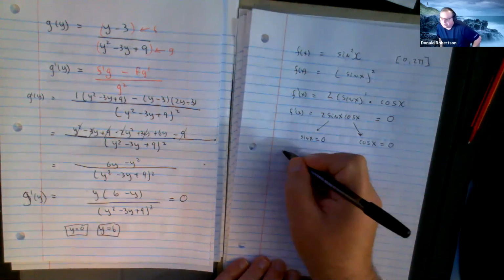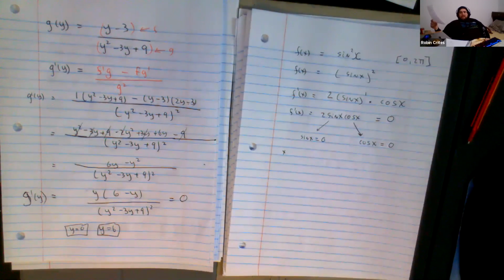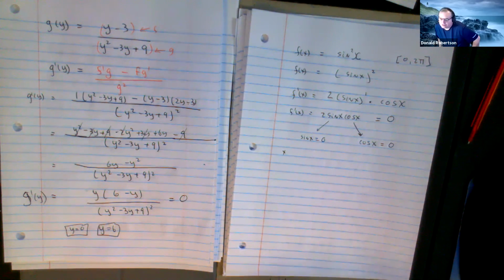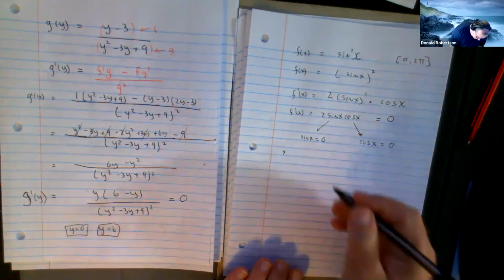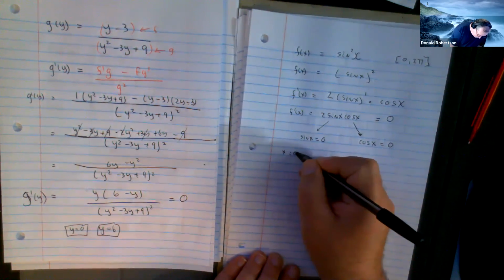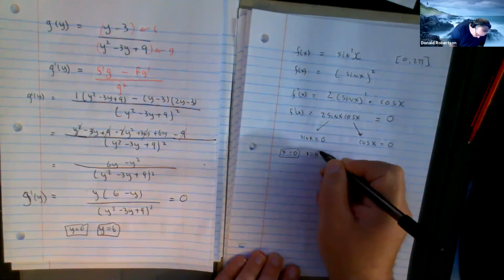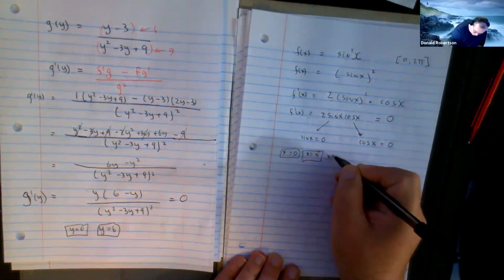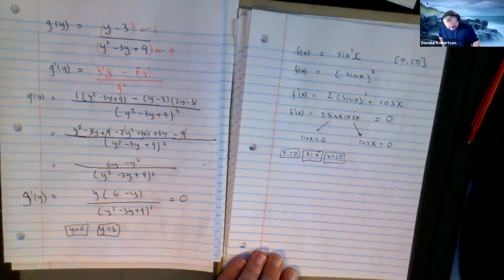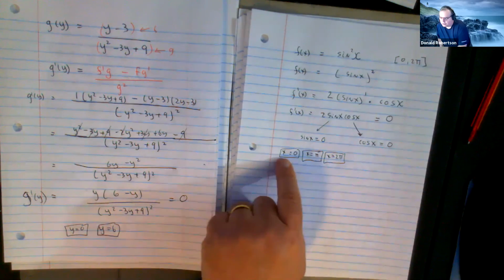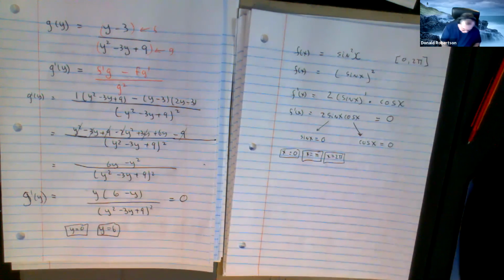Could you not simplify it further by making it sine of 2x? You could, in which case you'd be looking for when is the sine of 2x equal to 0, and you get the same answers. So sine x equals 0 happens at 0. It happens at pi. And it happens at 2 pi. Or if it didn't have that restriction, wouldn't this go on forever? We don't want infinite answers.